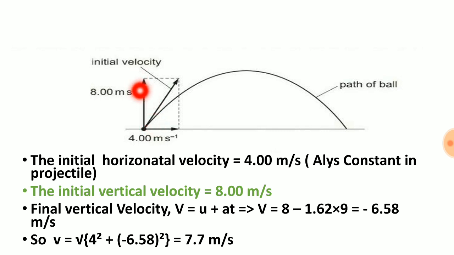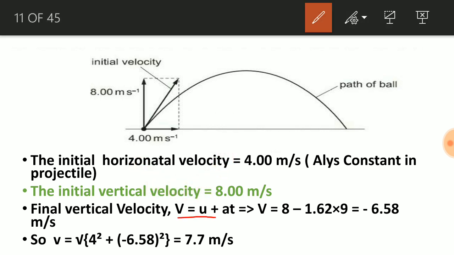Now this is the initial velocity of the body in the vertical direction. We can use this formula in order to find the final velocity after 9 seconds. That is, v is the final velocity towards the y-axis and u is the initial velocity towards the y-axis.